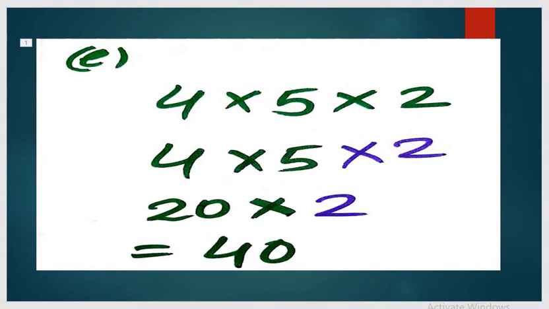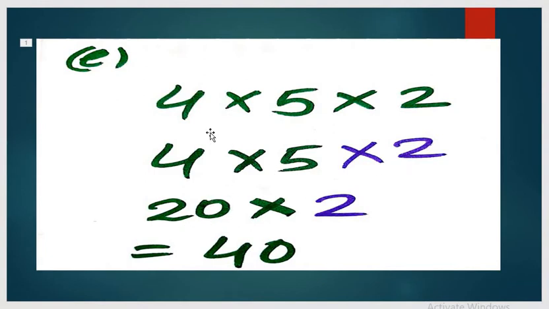Now we move on to question number E. What is question number E? Let's check here. 4 multiplied by 5 and multiplied by 2. So first of all we do 4 5s. 4 5s are how many, all students? 4 1s are 4, 4 2s are 8, 4 3s are 12, 4 4s are 16, and 4 5s are 20.